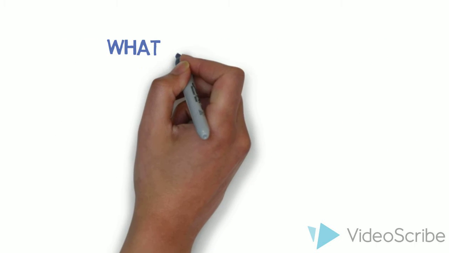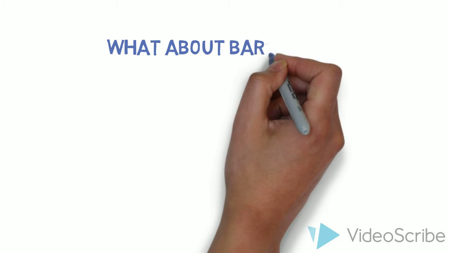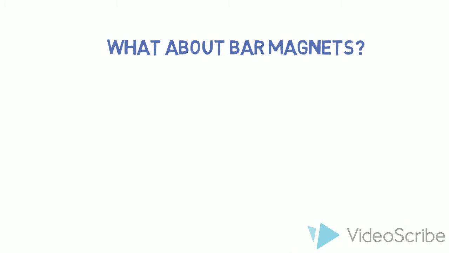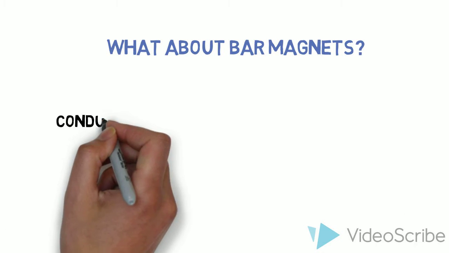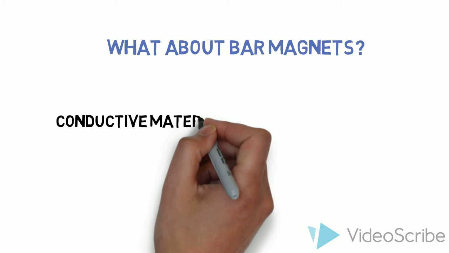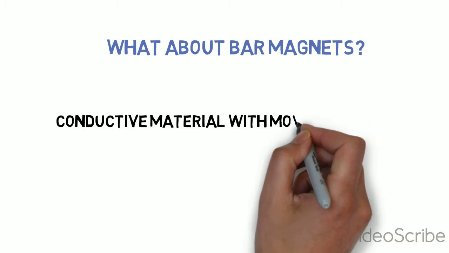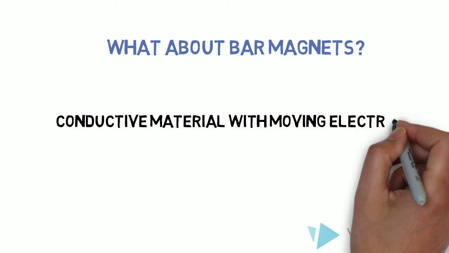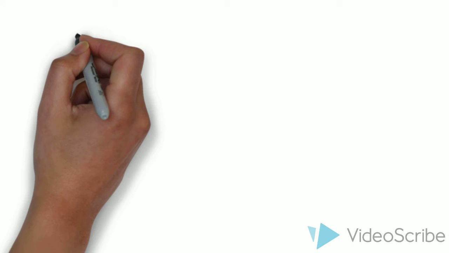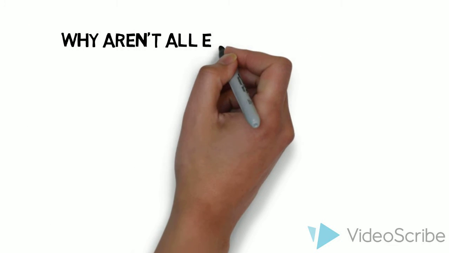You may be asking right now, but what about bar magnets? They don't have electricity running through them. What if I told you they do? They're made of conductive elements, meaning that there are electrons, which are electric charges, constantly moving through them. But then you might ask, why aren't all elements magnetic?